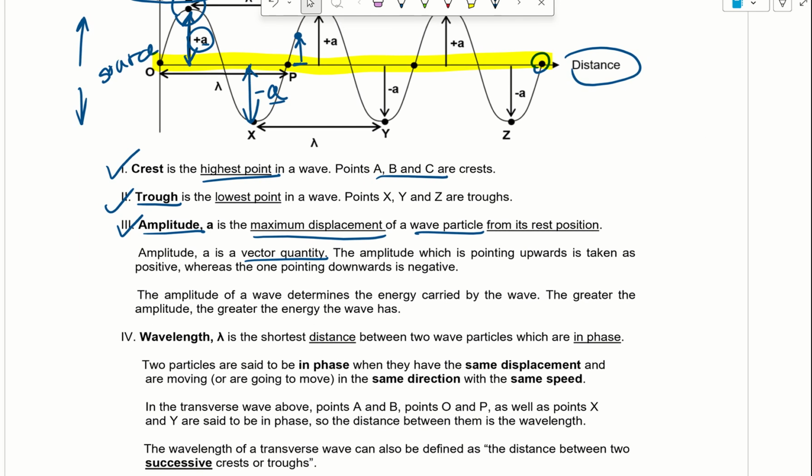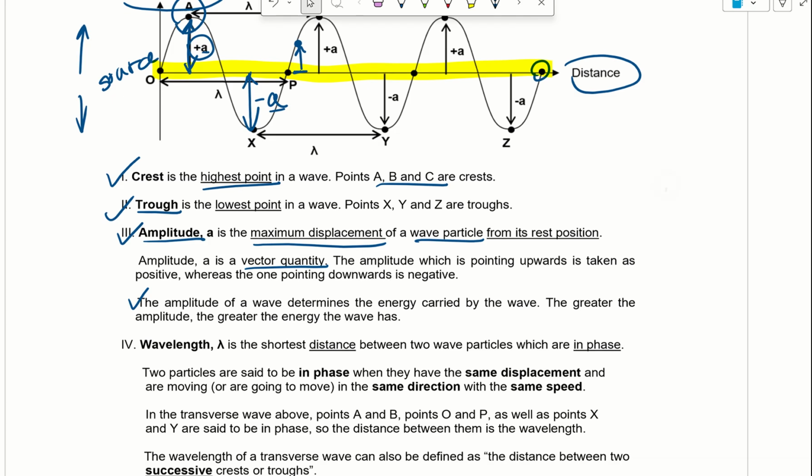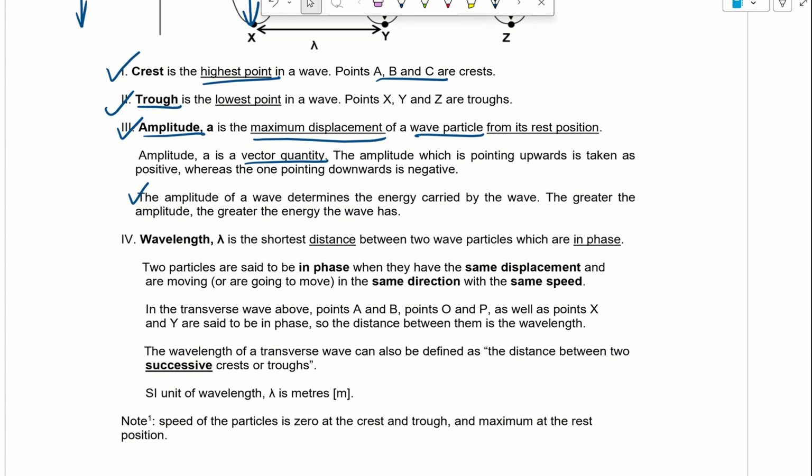Okay, so this is what I talked about just now. The amplitude of a wave determines the energy carried by the wave. Right, the greater the amplitude, the greater the energy the wave has. So far we have covered three terms: crest, trough, and amplitude. So make sure you memorize what their definitions are. The next one is wavelength. It is the shortest distance between two wave particles which are in phase.